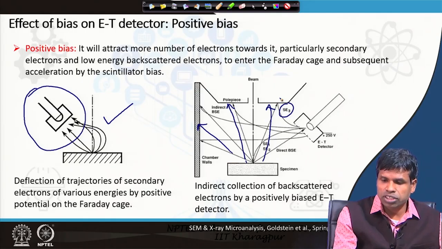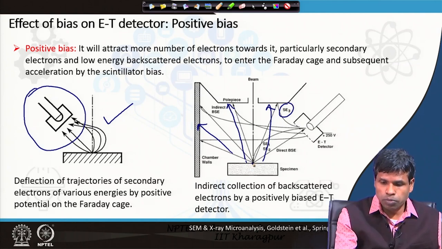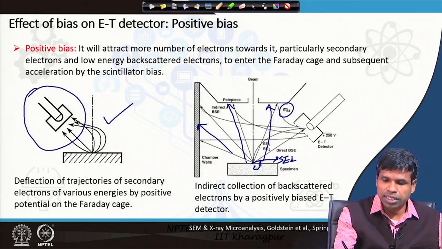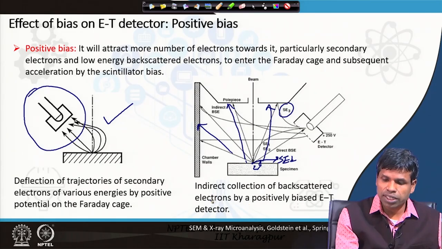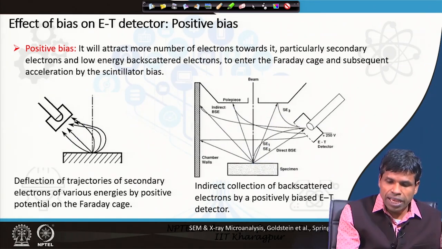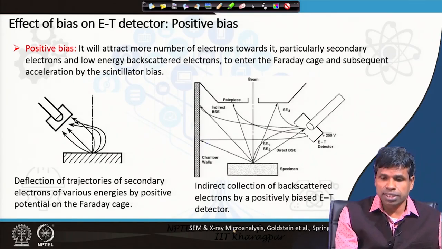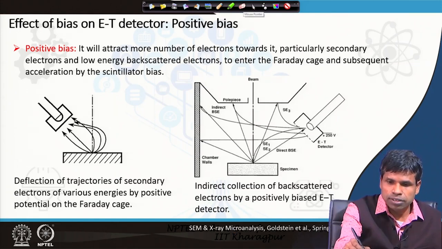If you remember, as we discussed in a previous lecture, the electrons generated from the pole piece or chamber walls are termed SE3. We have SE1, which comes out where the incident beam strikes the specimen. SE2 is a little away from the position where the beam strikes, when the backscattered electrons come out. And SE3 is the secondary electrons which are produced when backscattered electrons are incident on the pole piece or the chamber walls. That is nothing but indirect collection of backscattered electrons by a positively biased ET detector. So, as the backscattered electrons' angle changes, they will strike the chamber wall also, and that would produce more SE3 when positive bias is applied to the detector.